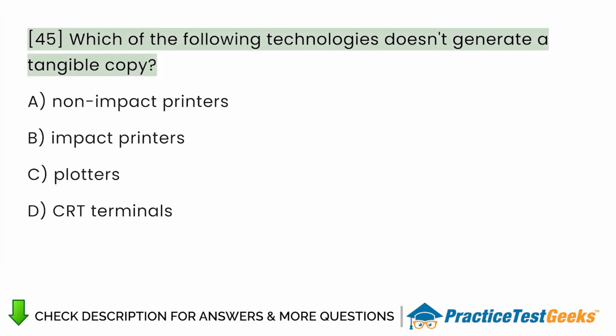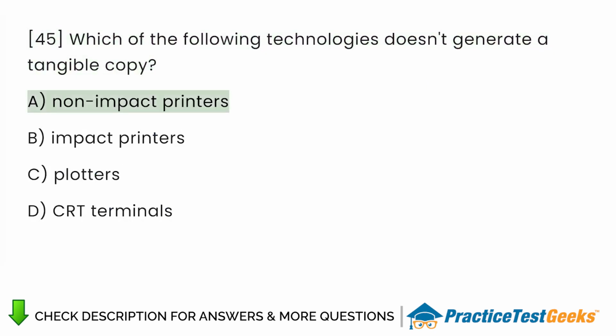Which of the following technologies doesn't generate a tangible copy? A. Non-impact printers. B. Impact printers. C. Plotters. D. CRT terminals.